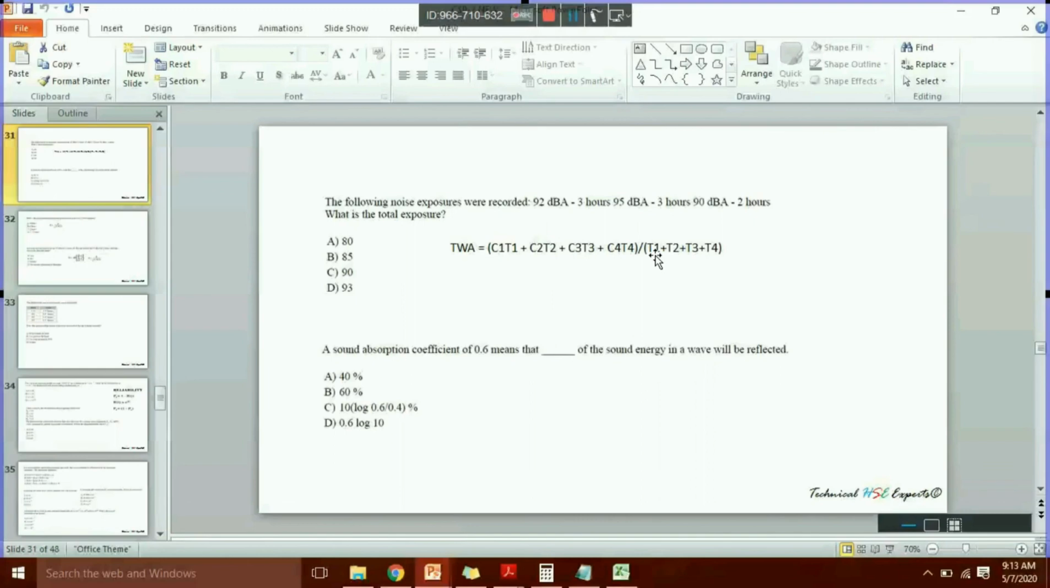Always this time period should be in hours. 99% they will give you in hours. Only chemical exposure they will provide you in minutes. And you have to check the options as well. If they are providing hours, it's fine. If they are providing minutes, then you convert these hours into minutes and execute. But normally they go with hours.